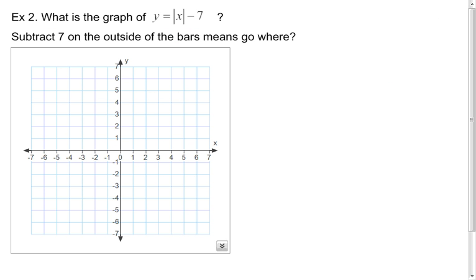Example 2, we skip example 1. It says, what is the graph of y equals absolute value of x minus 7, with the minus 7 on the outside? Now, I added this line here just to help you remember. Go back to your last screen of notes. Subtract 7 on the outside of the bars means go where? Well, if you go back a slide to the notes, subtracting 7 on the outside means that you're going to move down. So I'm going to go down to where negative 7 is. That's right here. And I'm going to draw my V shape.